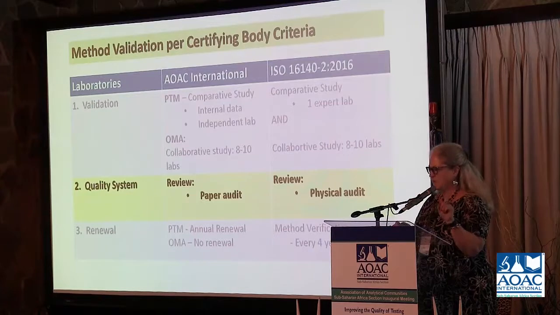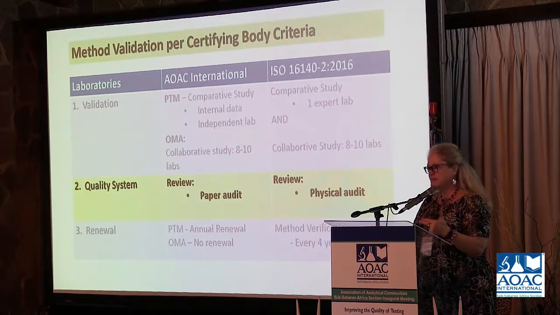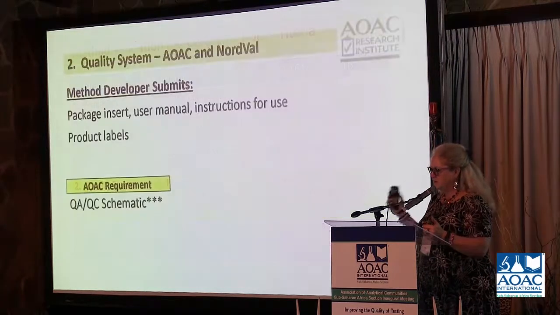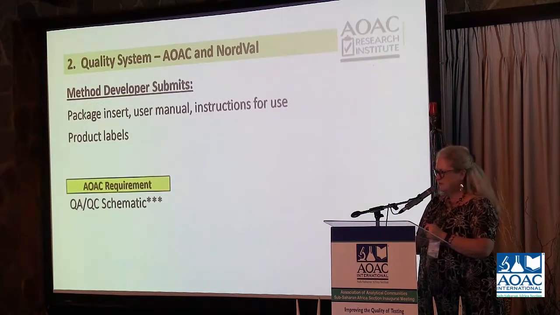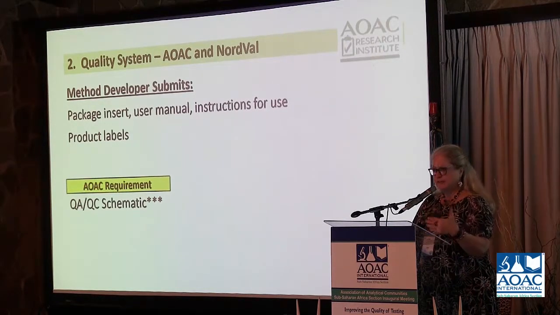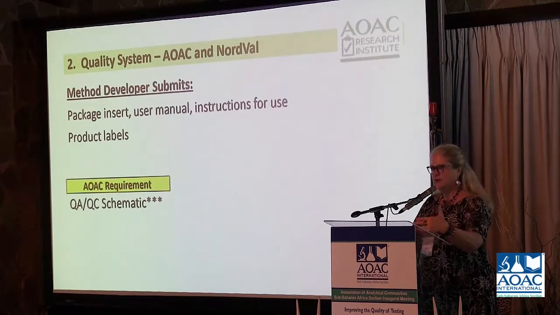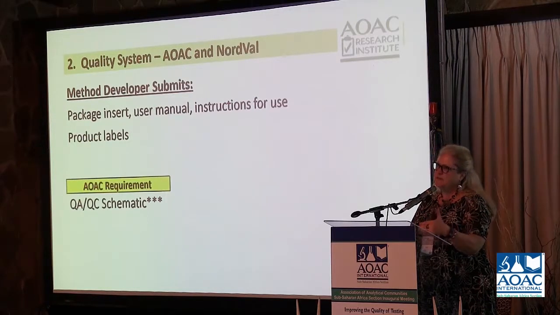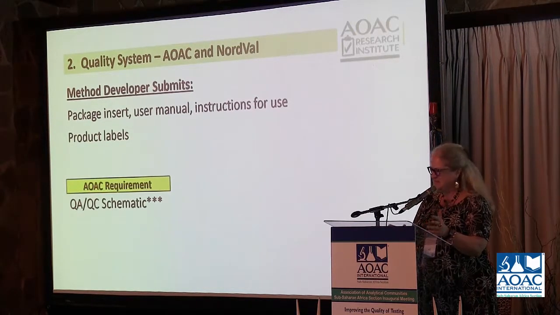Alright, so that is part 1 on validation. Part 2 is looking at the quality system, and it's quite different between the 2 protocols. So for AOAC and for Nordval, they look at the package insert to see what you're claiming. They want to look at the user manual and any instructions just to see what are you claiming the product does and how you're labeling the product. And even labeling with the AOAC mark, so you're not claiming more and putting the AOAC mark on there when you really don't have data to support a claim.